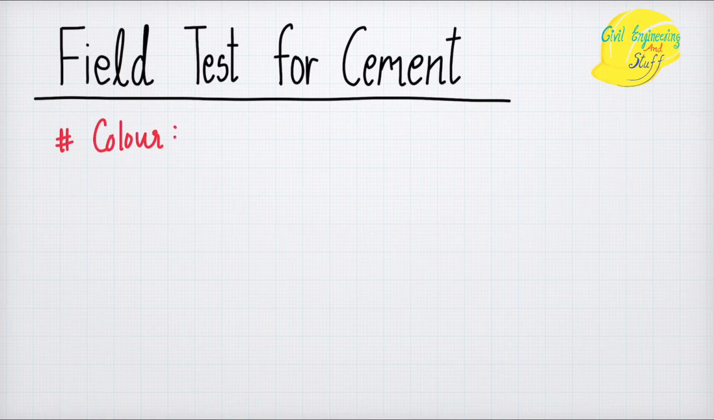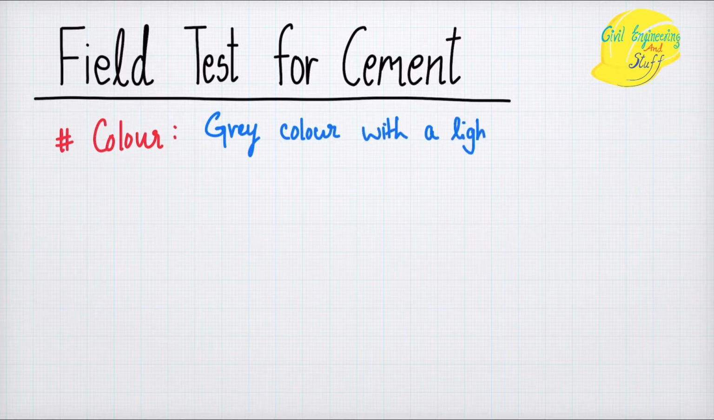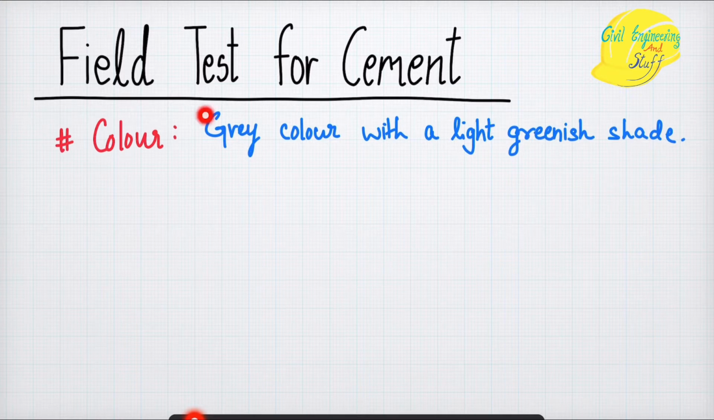The color of a good quality cement will be gray with a light greenish texture. Okay, so your good quality cement will have a gray color with a light greenish texture or shade.